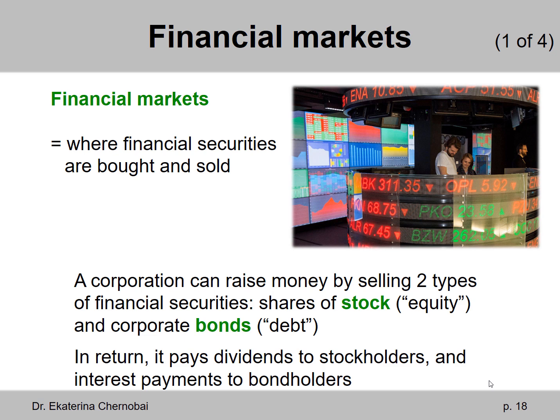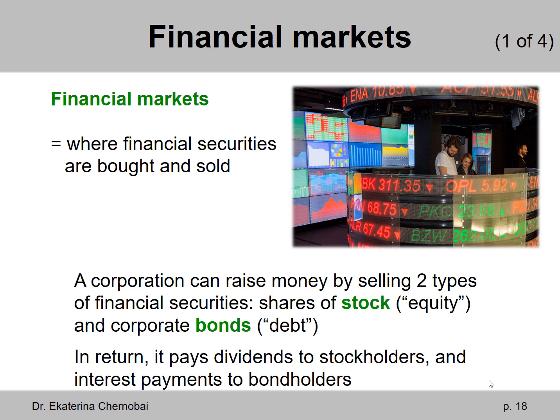So stockholders, the owners, they receive what we call dividends. And basically, this time you can think of an income statement. That's nothing but net income, the bottom line of an income statement, divided by how many shares there are. So that's the dividend per share. So shares of stock is one of the two types of financial securities that a corporation can sell.